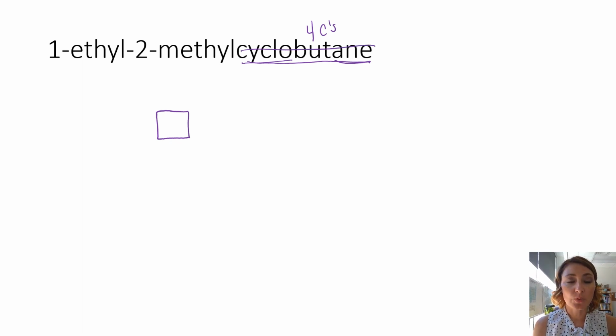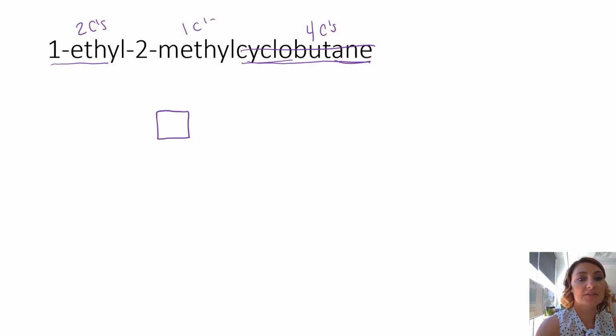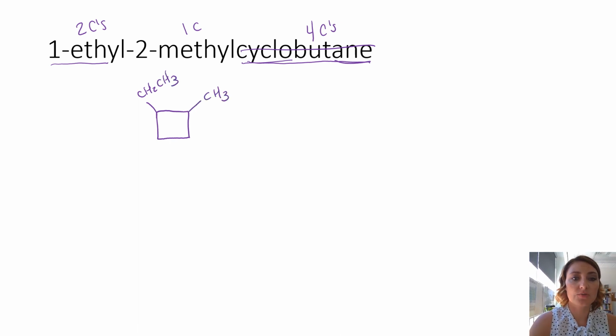Now we need to address where our different groups go. And it doesn't matter where on my drawing I put those groups because I can start numbering at any position. So the name tells me I have an ethyl group, which is eth, 2 carbons, and a methyl group, meth, 1 carbon. All right, so in the 1 position, I'm going to put CH2CH3, that is an ethyl group, and in the 2 position, I'll put CH3, which is a methyl. So here I have 1-ethyl-2-methylcyclobutane.